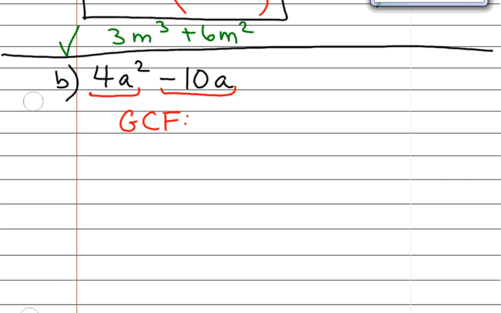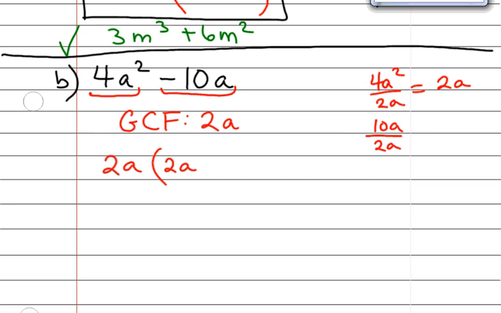So for 4 and 10, the GCF there would be 2, and then for a squared and a, the GCF would be a. So that's going to be what comes out in front of those parentheses. Then if you divide 4a squared by 2a, you would get 2a, right? Because 2a times 2a would be 4a squared. Then if you divide 10a by 2a, you get just 5. And that would be a minus 5.